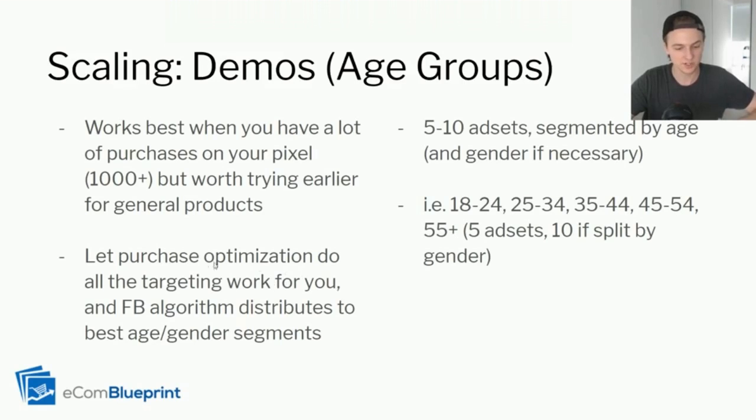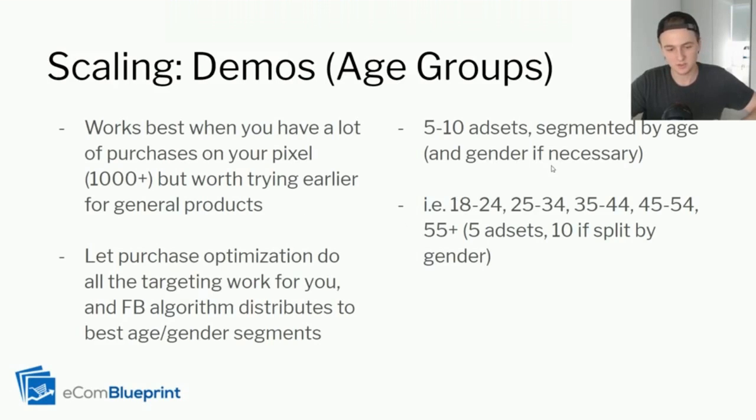And this is what purchase optimization does, if you didn't know. If you're optimizing for purchases, it's going to look at the past purchase data on your pixel, find people similar to that, and then target those people. And so even without any targeting at your ad set level, it's still going to pick out the right people using purchase optimization. And that's why you need to have a lot of purchases on your pixel before attempting this strategy. But I wrote here that it's worth trying earlier for general products. And I'm going to show you an example of that in a second.